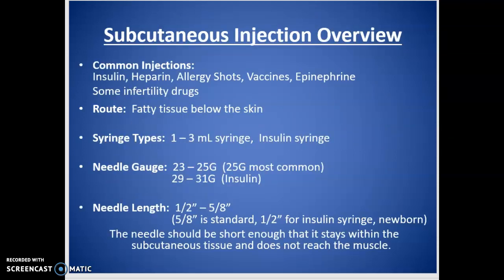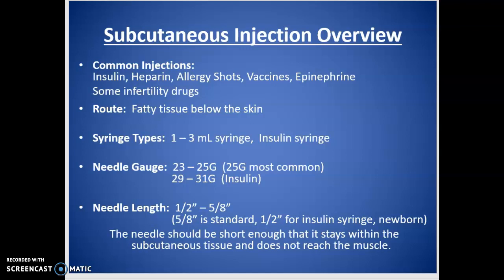Kind of an overview. So common injections for subq route, and subq is a route, by the way. Some of the common injections used for this route are insulin, heparin, which is a blood thinner, allergy shots, which is kind of what they are. You're all familiar with vaccines, and epinephrine, and some infertility drugs. Although most of those are IM, some are given through the subq route.